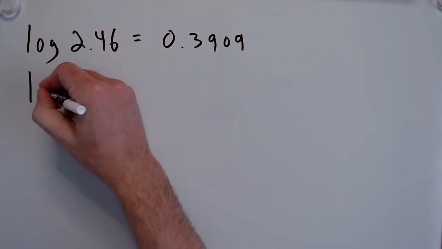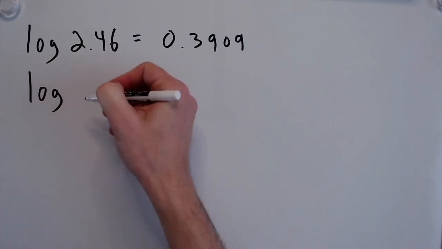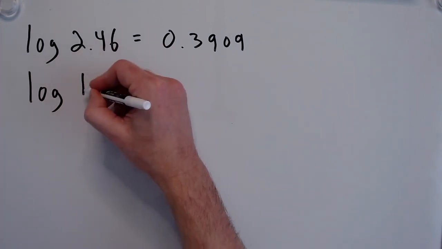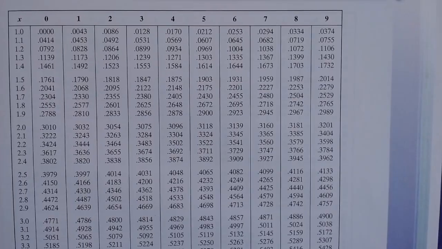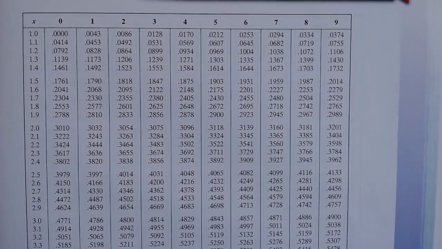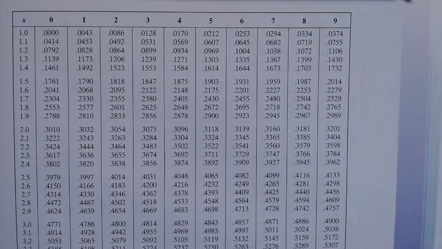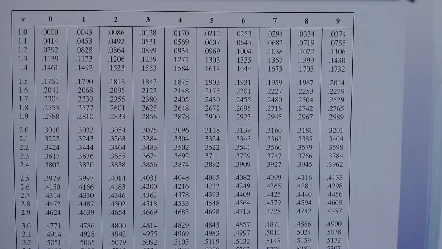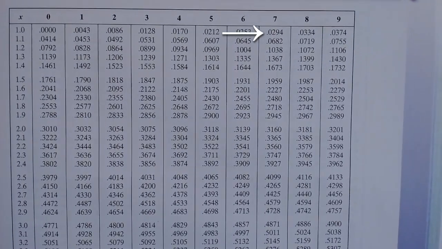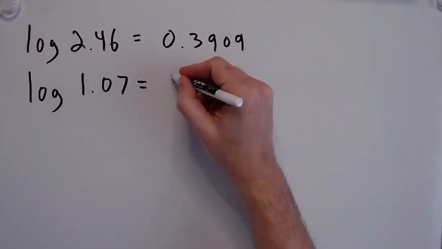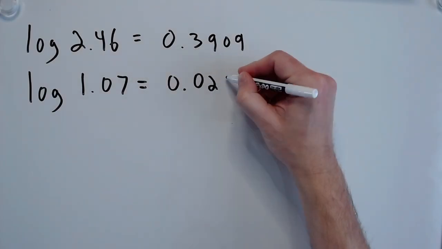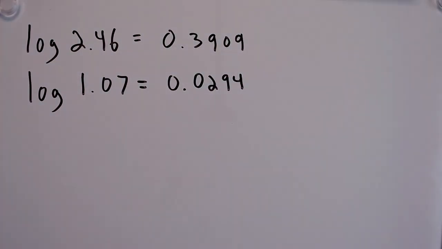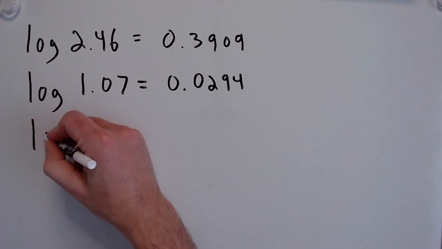Next, we'll do the log, again, base 10, but we don't need to write it because it's a common logarithm, of 1.07. Let's go back to the table. So starting on the left, the x value is 1.0, and we go all the way over to the 7 column. The answer is 0.0294.